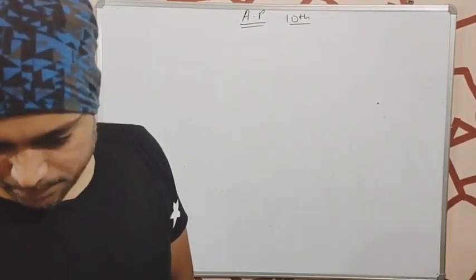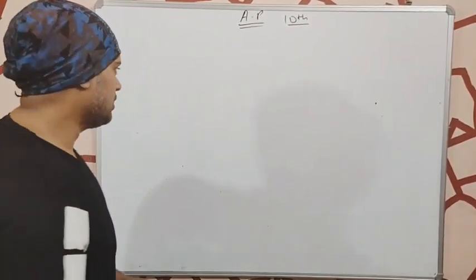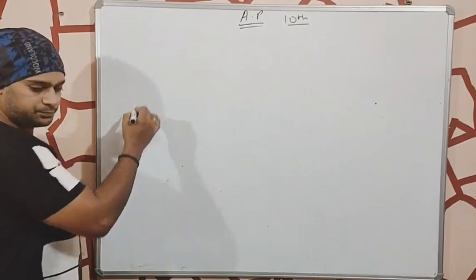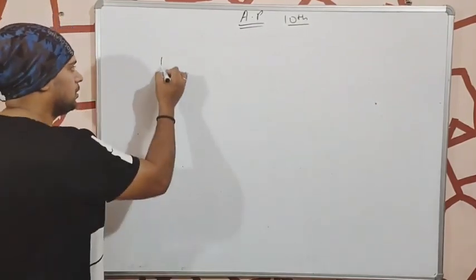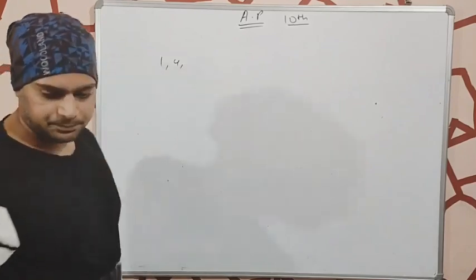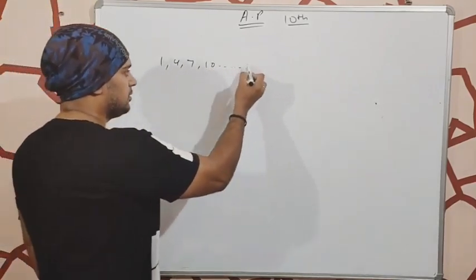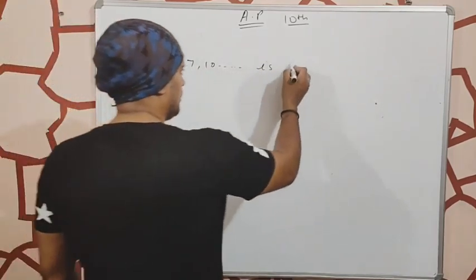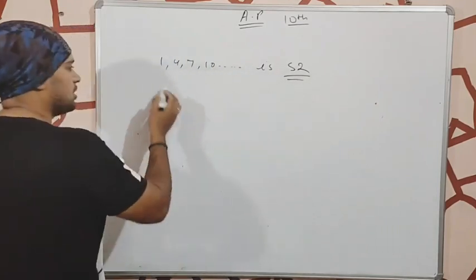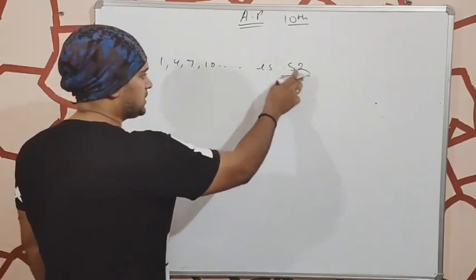Which term of the AP 1, 4, 7, 10 is 52? Which term of the AP 1, 4, 7, 10 is 52?